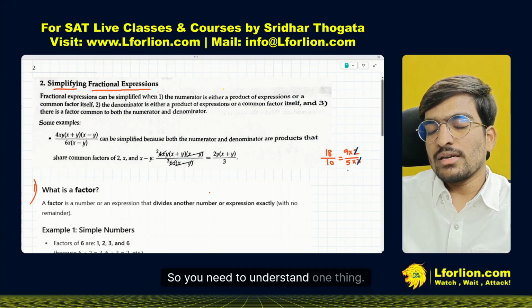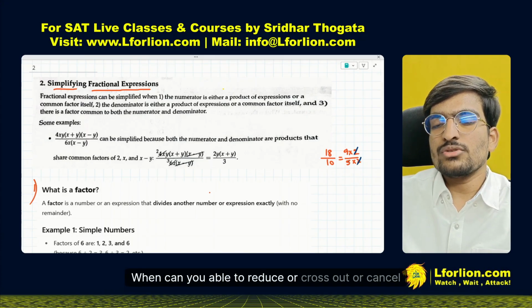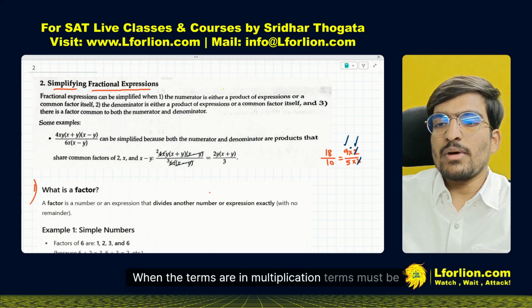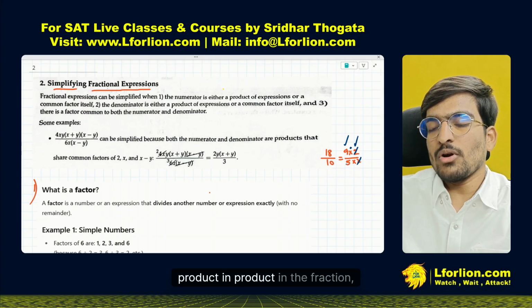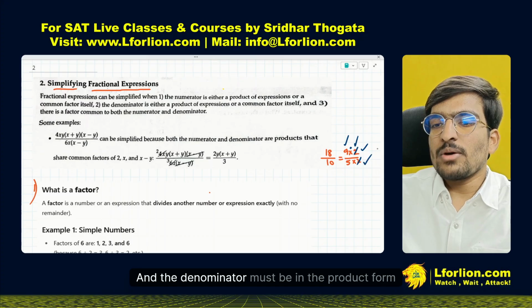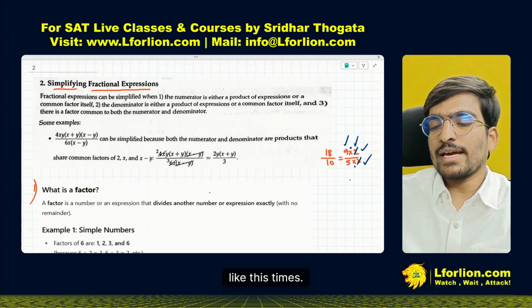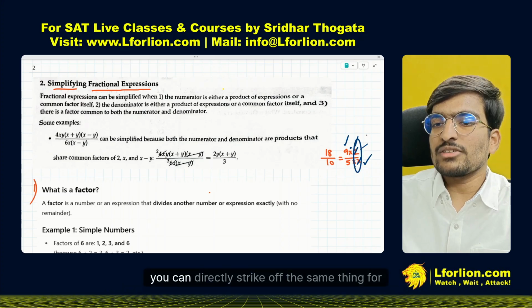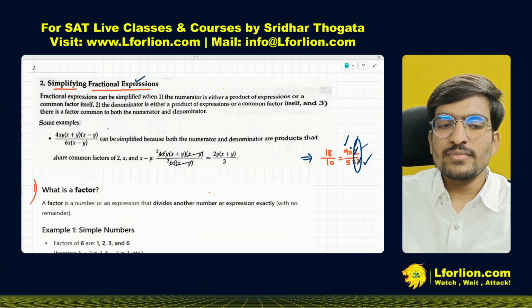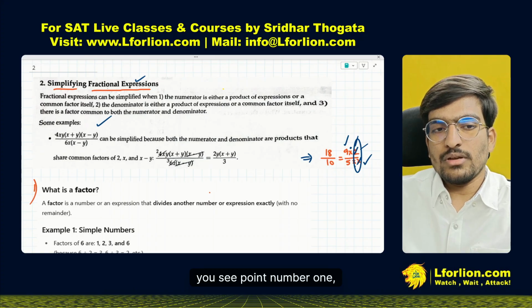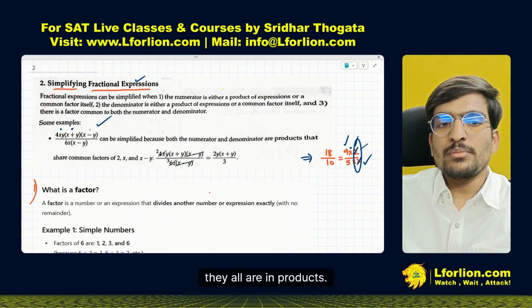So you need to understand one thing. When can you reduce or cross out or cancel like this? When the terms are in multiplication. Terms must be a product. In the fraction, the numerator must be in product form and the denominator must be in product form like this, with times. And if they have a similar term or common factor, you can directly strike it off. The same thing applies to expressions as well. So here you see the expression, the common term is, you see point number one, they are all in products. They are all products.